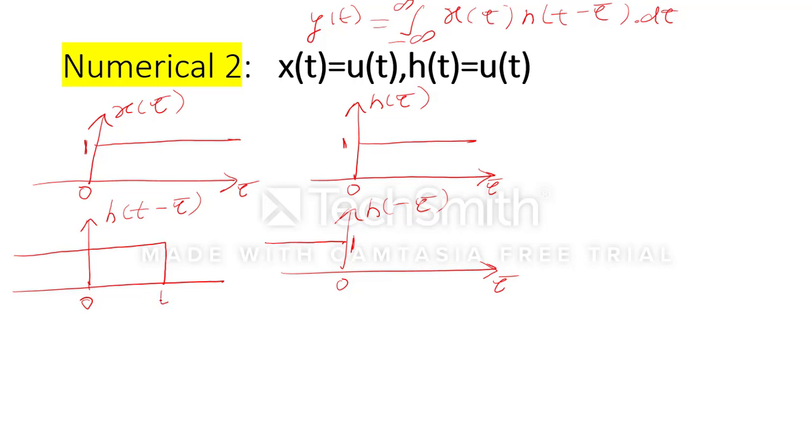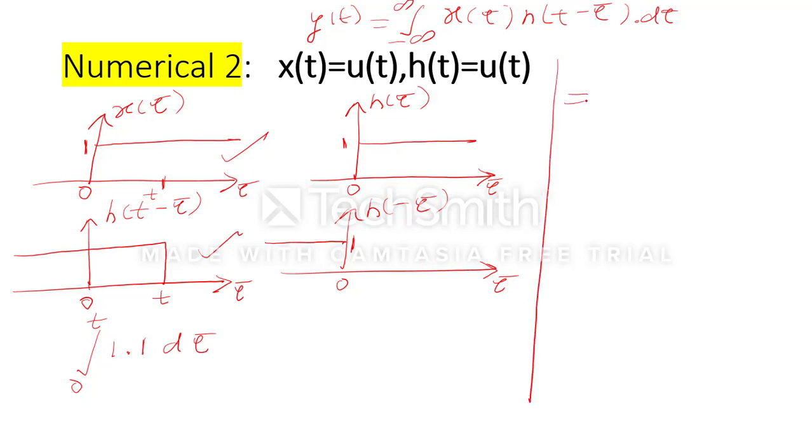Now this is 0 to t. This is the tau axis. Here t will come. When we find the convolution between these two signals, our limit will be 0 to t, because both our magnitudes are 1, so 1 into 1 d tau.